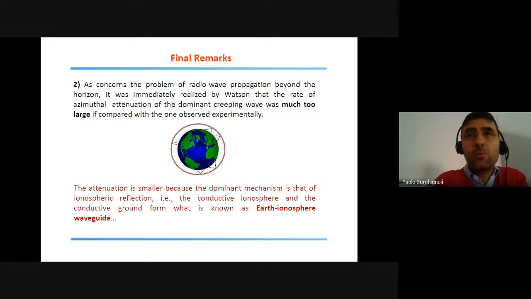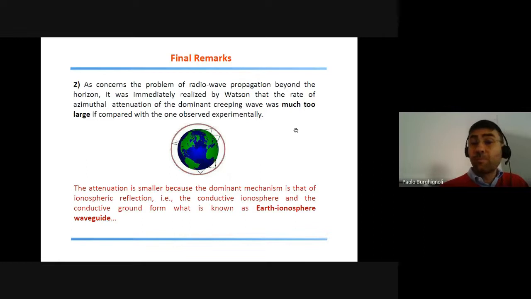And actually, they started investigating the reason of this discrepancy, and it turned out that the problem was in the physical model. The physical model consisted only of a source and a conducting sphere, but the problem is that what is actually crucial in the propagation beyond the horizon is the existence of a second spherical shell concentric with respect to the Earth, that is constituted by the ionosphere, that is the layer of our atmosphere which contains ionized gas, and this layer at certain frequencies is able to reflect the electromagnetic waves.